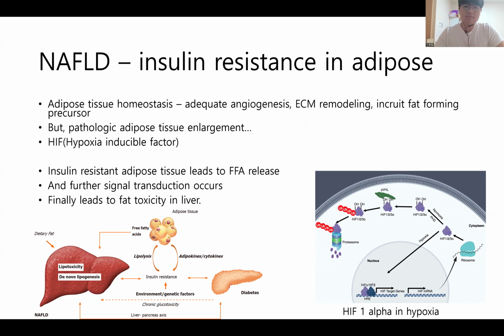Insulin prevents fat breakdown. Insulin-resistant tissue releases free fatty acid. This circulating fatty acid activates the NF-kappa B pathway in the liver, which accumulates triglyceride-originated toxic metabolites in the liver.